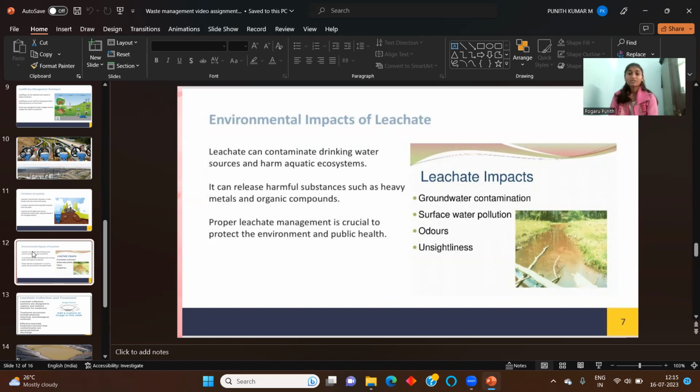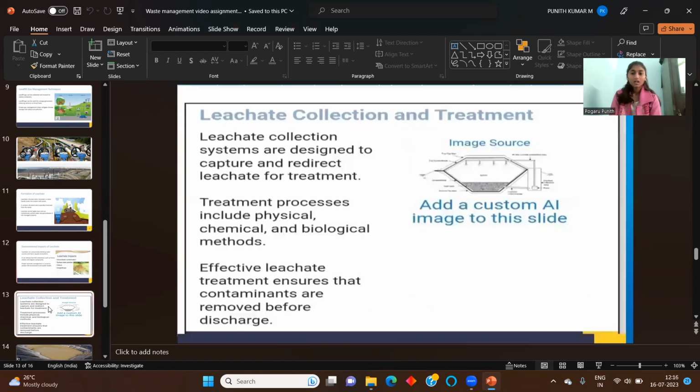It impacts groundwater contamination and surface water pollution. Through the bad odors, it causes many health issues like nausea and breathing problems. Indirectly, it affects the human immune system and also the environment. So it's a major thing, so we have to treat it in a very proper way.